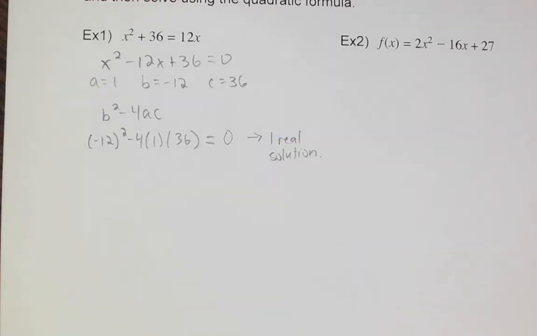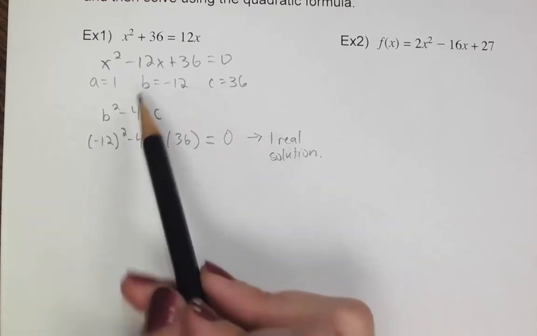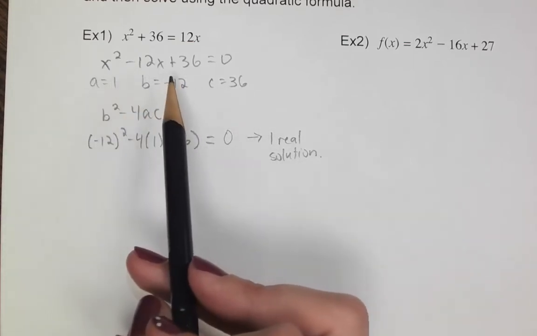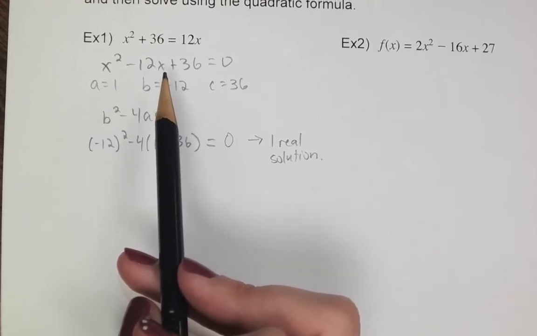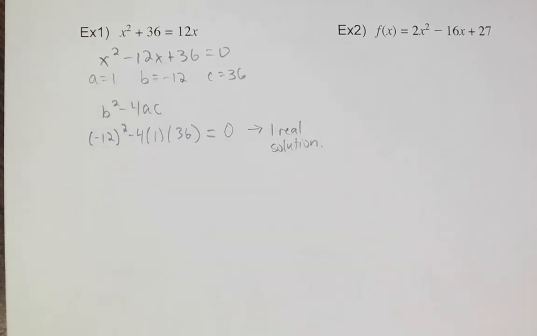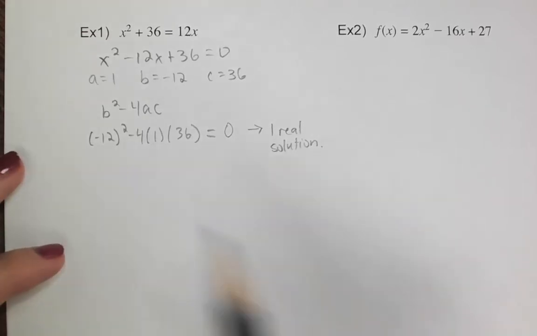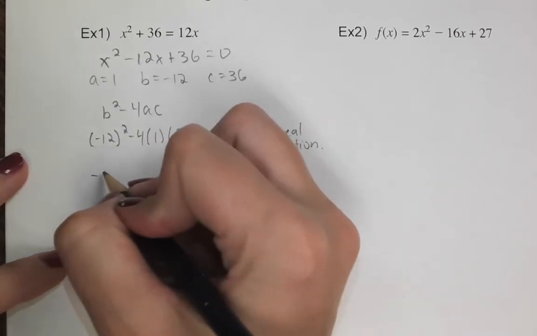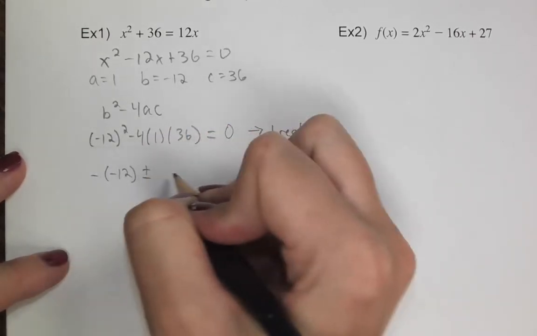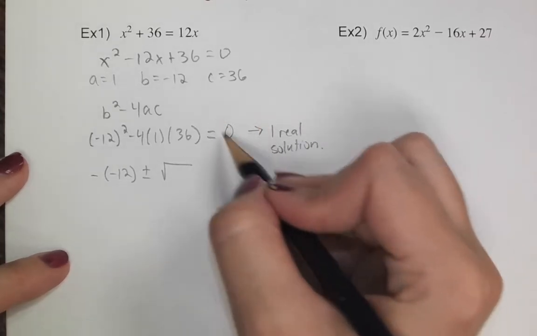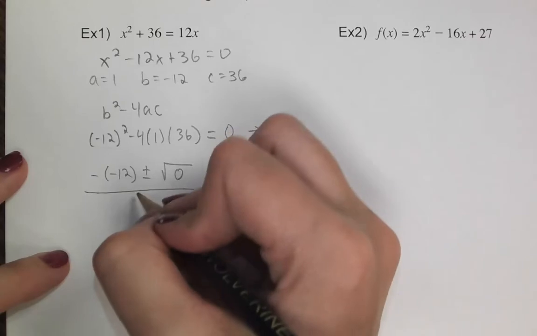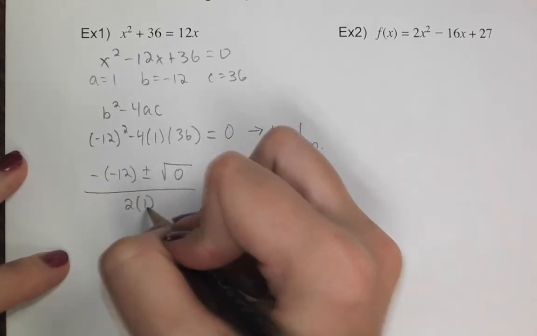Okay, now let's actually find that solution. Now some of you may have noticed this is actually factorable and it's actually a perfect square trinomial. So this would actually be one that I would factor. But we're going to go through this process just so that you can see you still get the same answer either way. So now plugging into the quadratic formula. I have negative b, so negative 12 plus or minus square root of, this we already found, so I'm just going to put that 0 right underneath, over 2a.